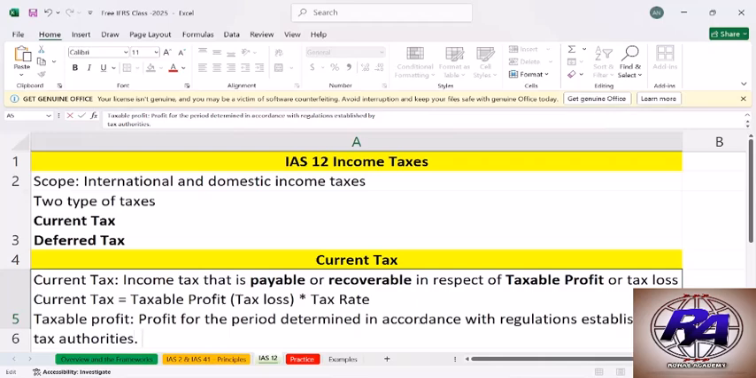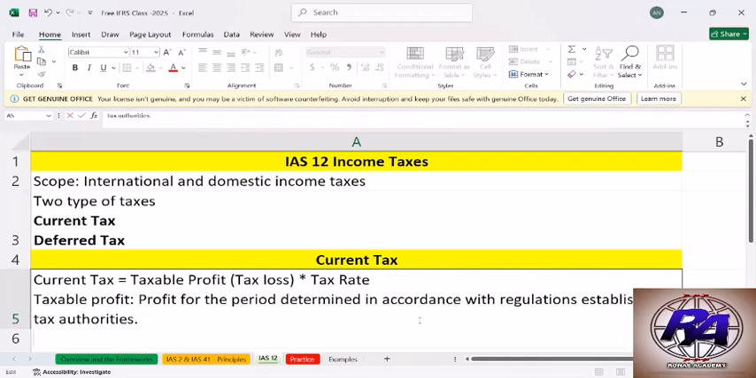So when we talk about taxable profits, we are saying that it's a profit for the period determined by who? By regulations, by laws enacted by tax authorities. So when you come to Ghana, the Ghana Revenue Authority, the GRA, as a body, is the one that determines taxable profits for every company. So the difference between taxable profit and accounting profit lies on who is determining that profit for you.